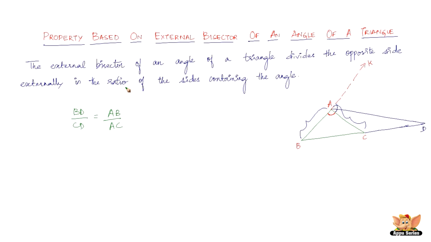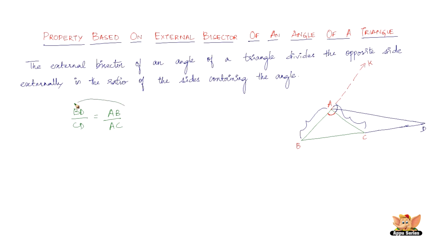Let me quickly read it again. It reads like this: the external bisector of an angle of a triangle divides the opposite side externally in the ratio of the sides containing the angle. Now, this property is not very different from that based on the internal bisector of an angle, just that it divides the line BC internally, but in this case, the line AD divides the line BC externally, right? So that is the only difference.